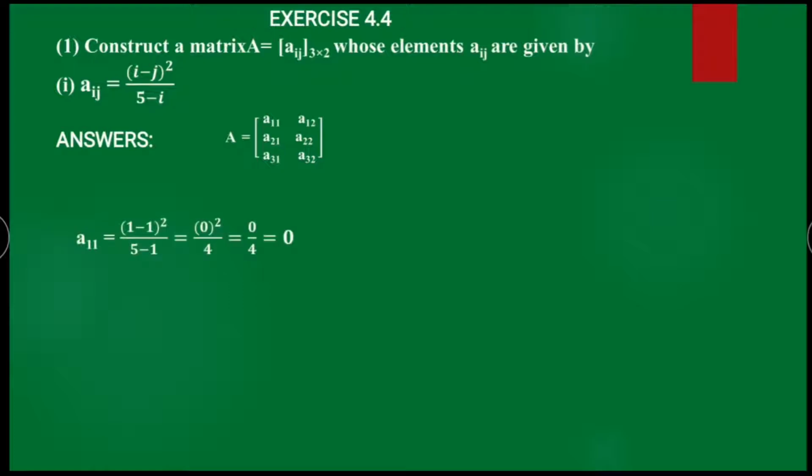So see how to calculate the value. We write a11 equals, here we replace i by 1, j by 1. So in numerator we get i minus j as 1 minus 1, in denominator we have 5 minus i, so we replace i by 1 and get 5 minus 1. So 1 minus 1 is 0, so we get 0 square as 0, 5 minus 1 as 4. So 0 upon 4 equals 0. So this is the value of the first element.